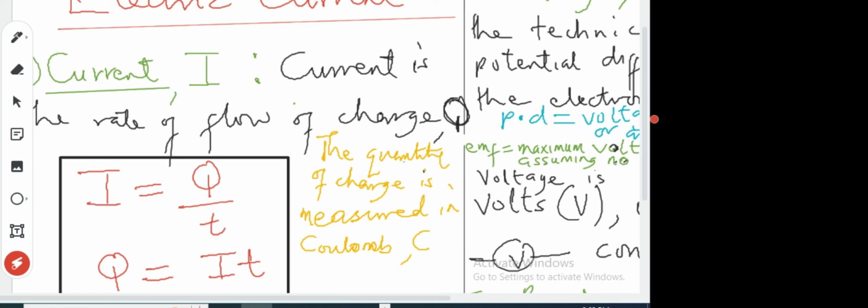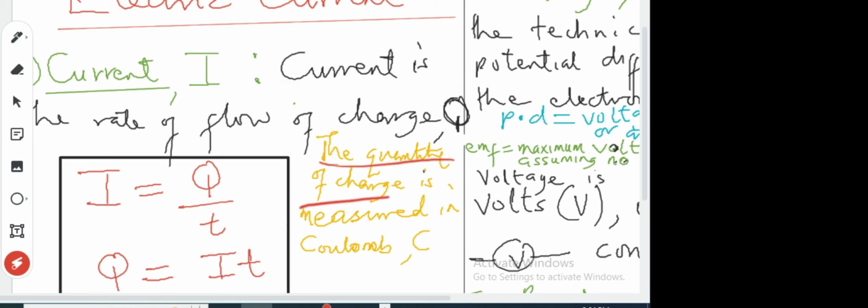If charge is Q and current is the rate of flow of charge, it means that current will be the charge that passes through with respect to time. By the way, current is represented by the symbol I. So current is the rate of flow of charge, which of course will be Q over T. Anytime you talk about rate, you are talking about something with respect to time.